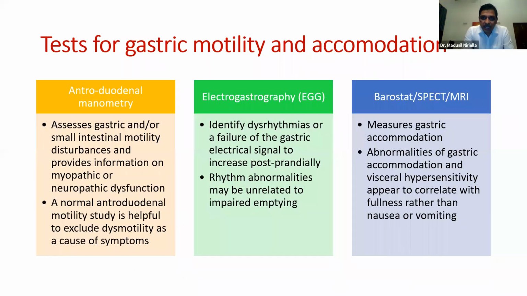Tests for gastric motility and accommodation, I told you, will be used in only a minority of patients. These include gastroduodenal manometry, EEG, barostat, SPECT and MRI. I won't be touching on these investigations due to time constraints and non-availability.